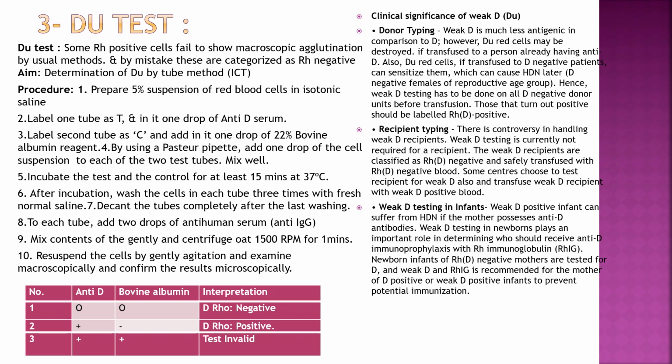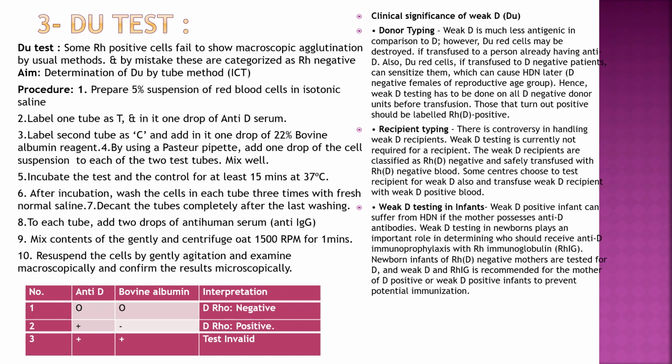Recipient typing: there is controversy in handling weak D recipients. Weak D testing is currently not required for recipients. The weak D recipients are classified as RHD negative and safely transfused with RHD negative blood. Some centers choose to test recipients for weak D also and transfuse weak D recipients with weak D positive blood.